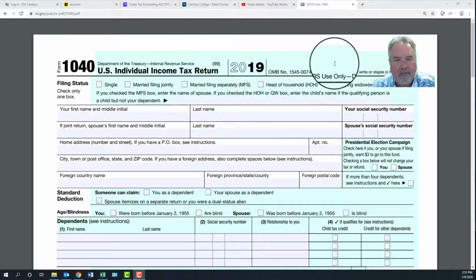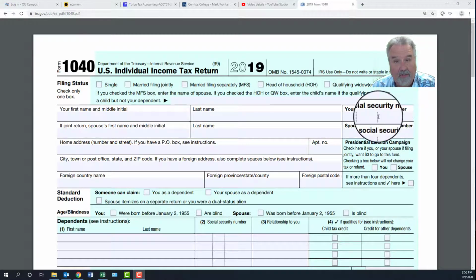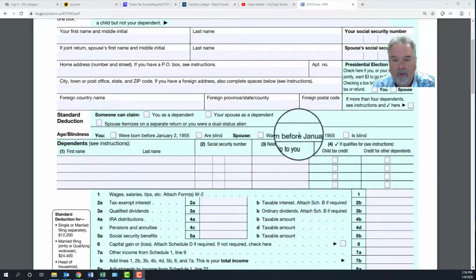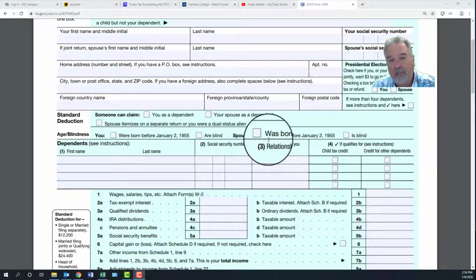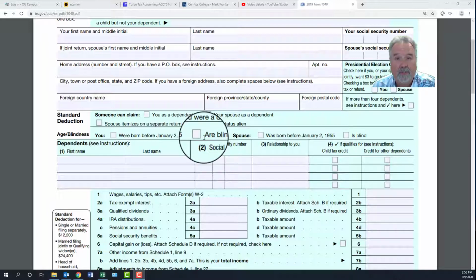at the top is the filing status. The filing status can be single, married filing jointly, married filing separately, head of household, or a qualified widower. Name and address for both the taxpayer and the spouse, as well as Social Security number. And then any dependents would be listed down here. There's boxes to check if you were born before a certain date, or if there's a blind person in the household. So that's just the basic information at the top here.